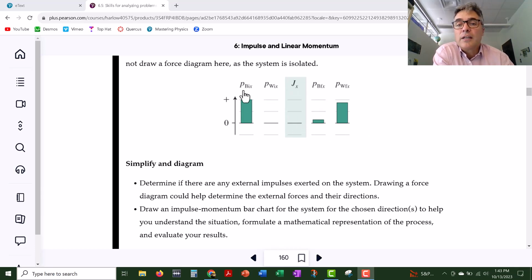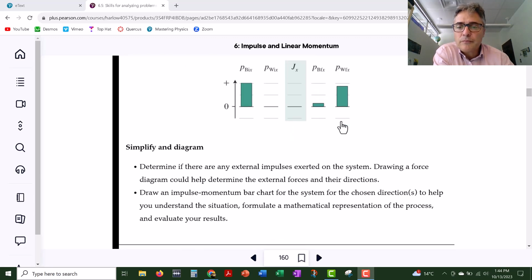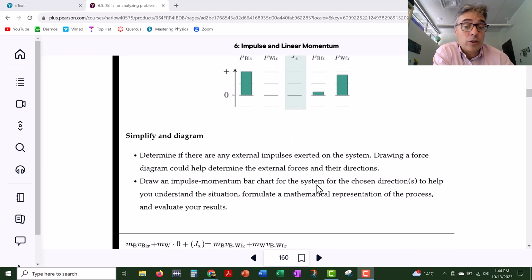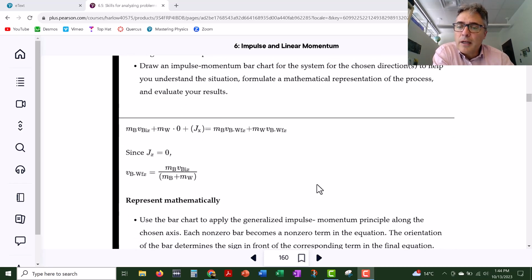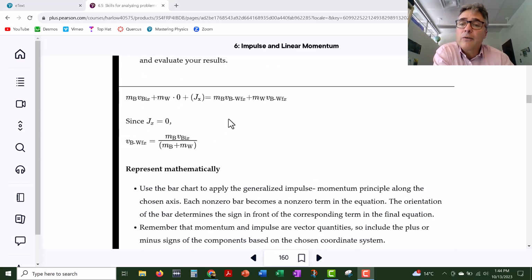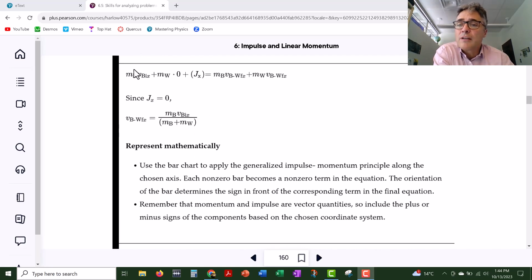So the initial momentum of the bullet and the wood summed up plus any external impulses equals the final momentum of the bullet and the wood. So it's good to draw an impulse momentum bar chart for the system in the simplifying diagram step. Then you represent mathematically by going through all the equations. It's just the same equation you wrote down with the bar charts.